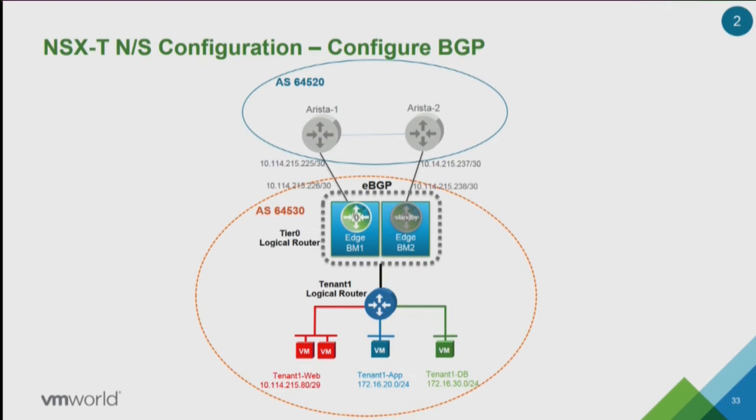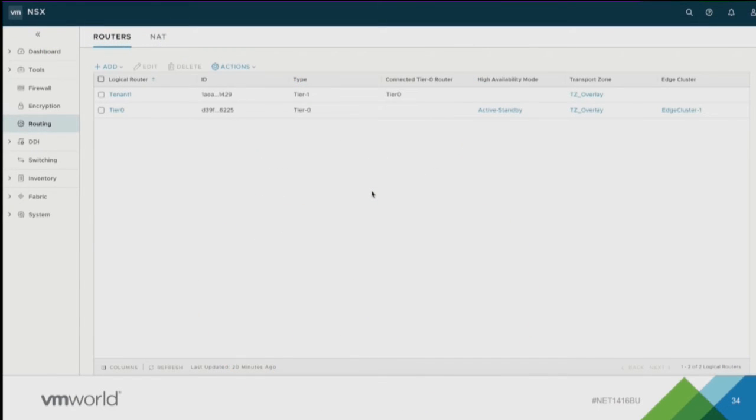Okay? So, questions? Okay. So, let's go in the demo. How is the routing information passed from the T0 to T1? I will demo all of that in a bit. So we have the tier 0 router configured.